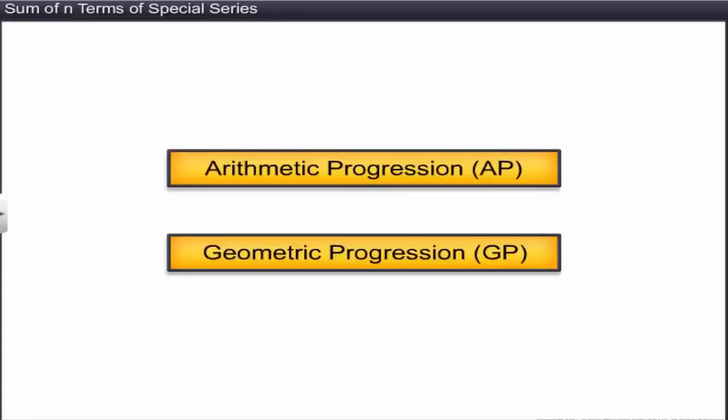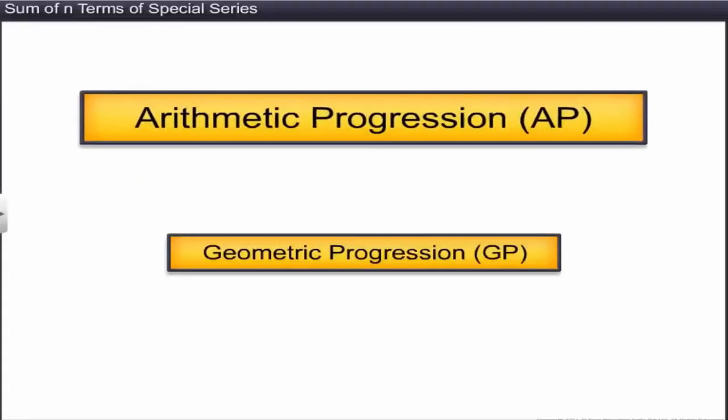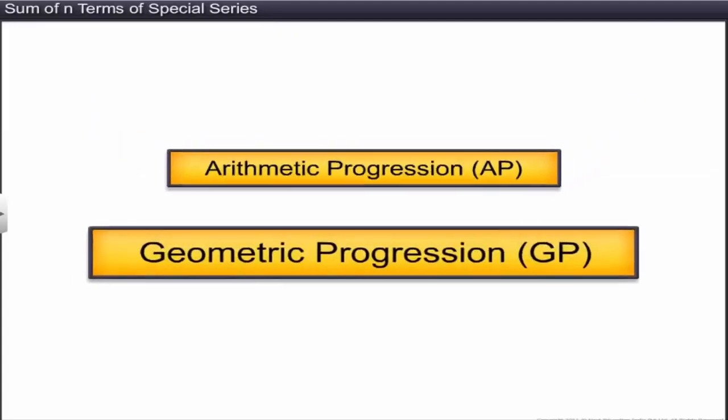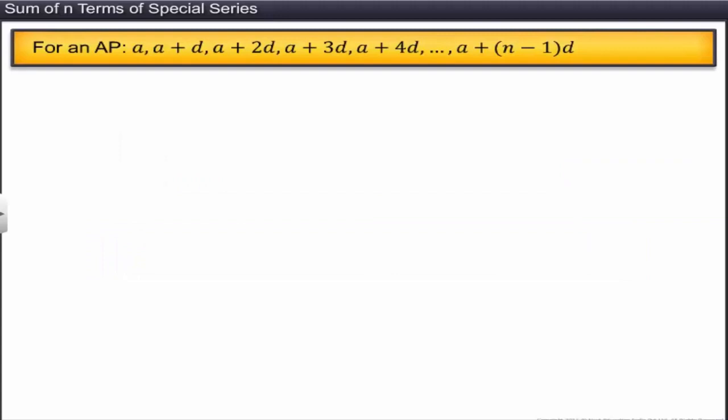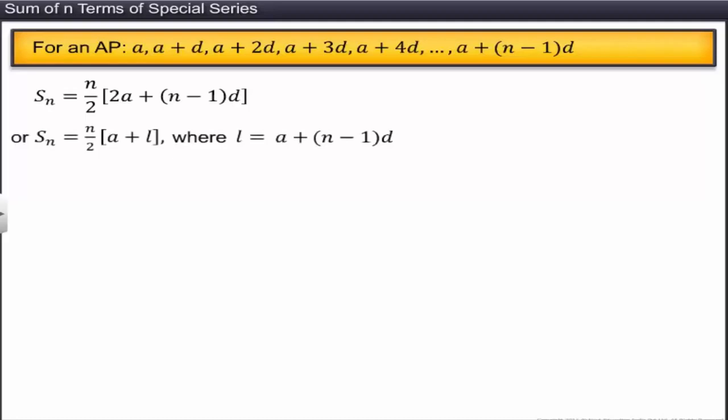By now, you're familiar with arithmetic progression and geometric progression. The sum of n terms of an AP is equal to n by 2 into 2a plus n minus 1 into d, or n by 2 into a plus l, where l is the nth term or the last term. It is denoted by S with subscript n.